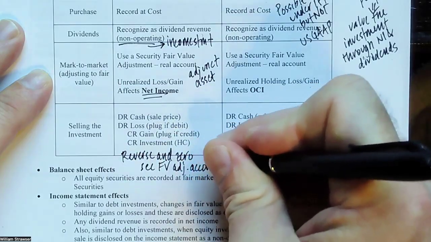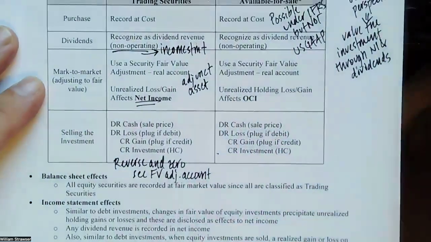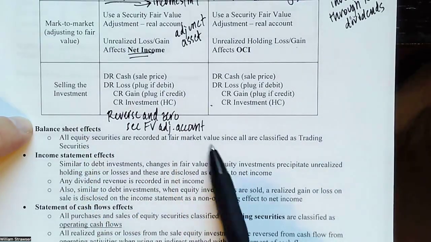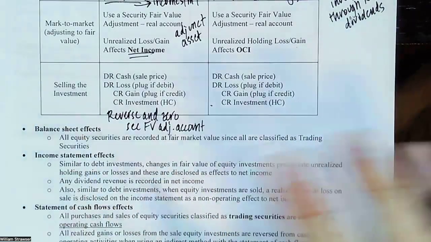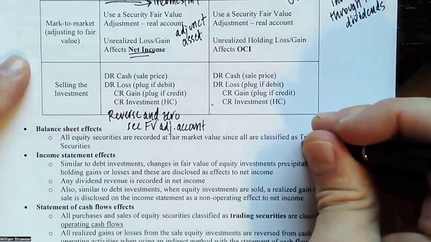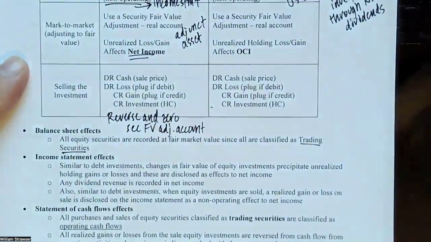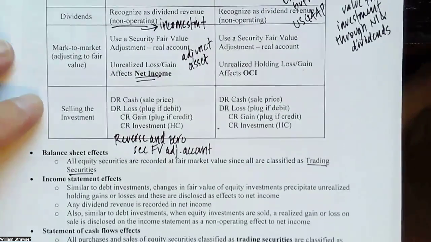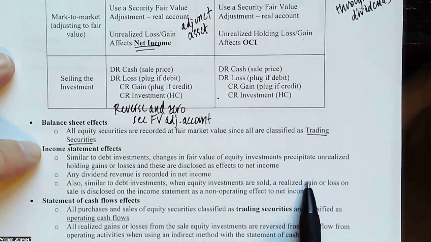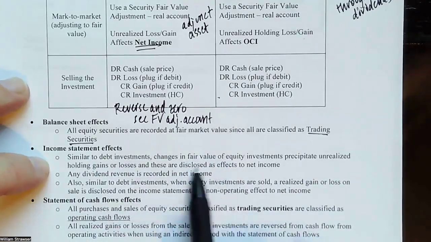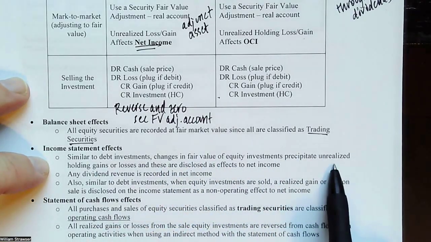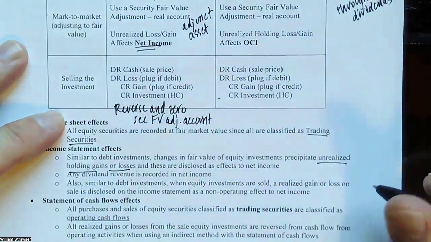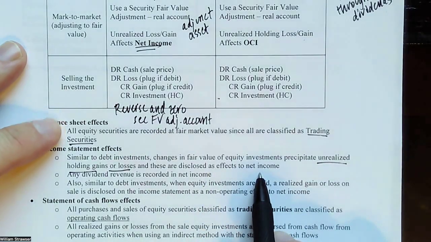So let's talk about the financial statement effects of these pieces here. Balance sheet effects: equity securities are recorded at fair market value since they're all being recorded as trading securities. As I mentioned, the only classification available for equity securities is trading under US GAAP. For income statement effects, very similar to debt securities, those changes in fair value of the equity securities are what we call unrealized holding gains and losses, and they are disclosed as effects to net income.